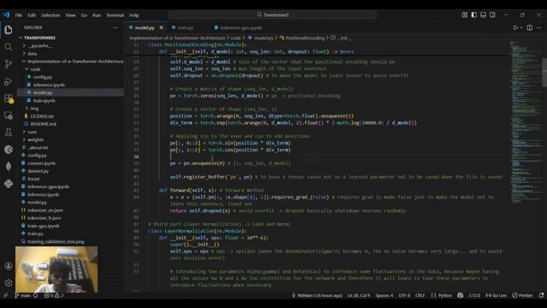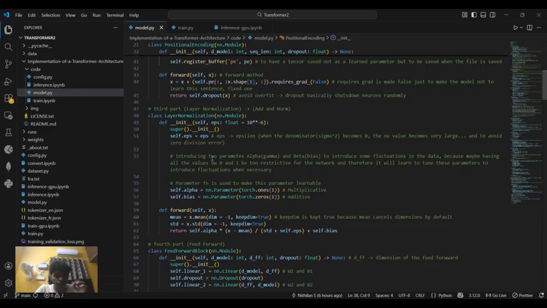And thirdly, layer normalization. This layer normalizes activations across features for each token. It stabilizes training and speeds up convergence by reducing internal covariate shift.